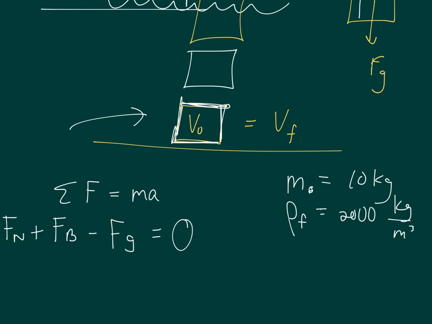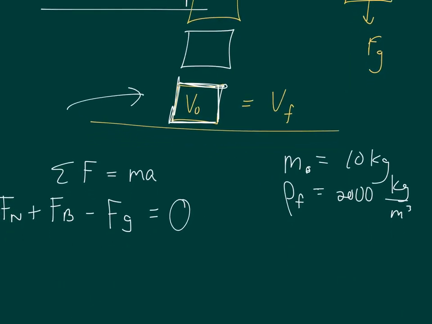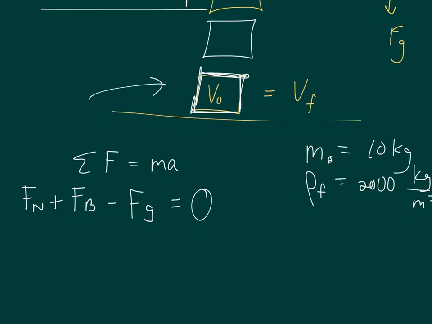And then the volume of the object is 0.8 cubic meters. So that's our given information. We have the mass of the object, the volume of the object, and the density of the actual fluid. How are they going to come into play in this equation? Where are they going to play a role, those givens?